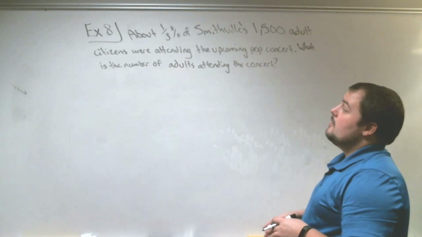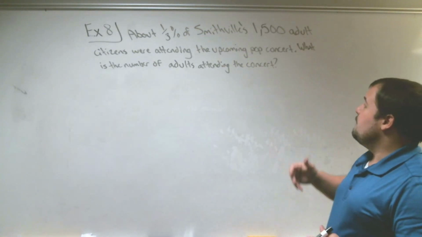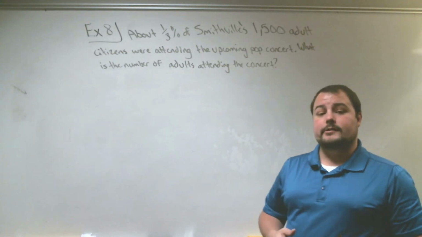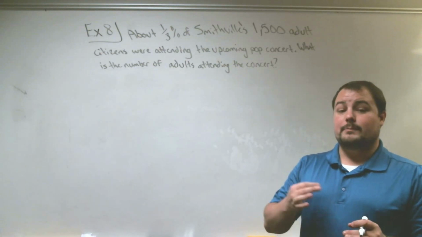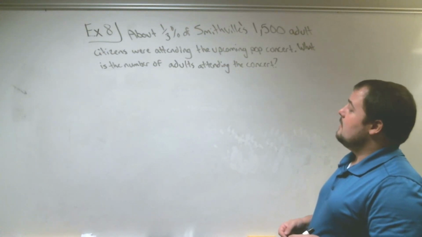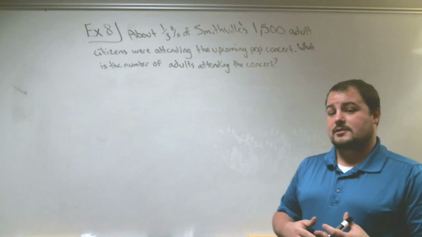In example 8, we have about 1/3% of Smithsville's 1,500 adult citizens are going to be attending the upcoming pop concert. So there's an upcoming pop concert, and about 1/3% of 1,500 adults in this city are going to be going to that. Our job is to figure out about how many of those adults are actually going to that concert.